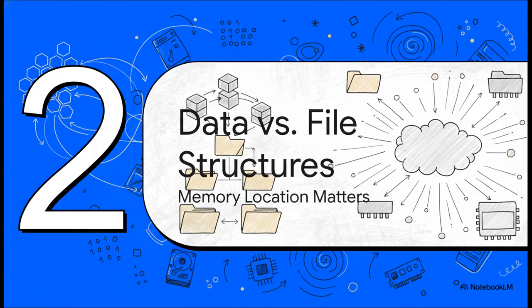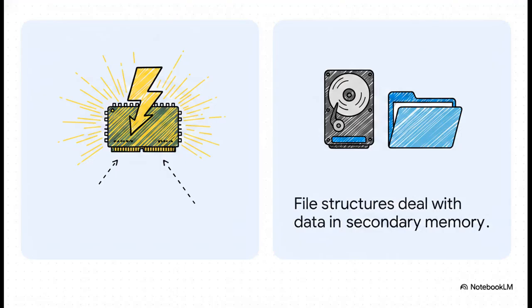Section 2. Data versus file structures. Memory location matters. But where exactly does this data live when we're actively running our apps? The crucial thing to understand here is the massive difference in location and speed. Data structures exist entirely in the fast, temporary main memory, your RAM. Think of RAM like a master chef's cutting board. It's right there in front of them, it's lightning fast to use, but it's temporary.